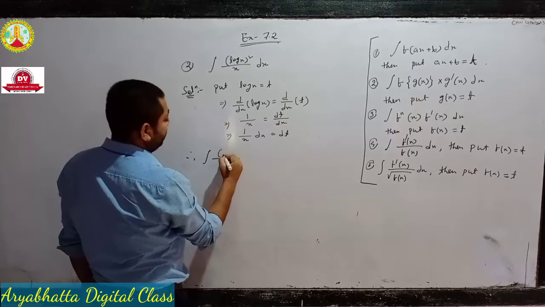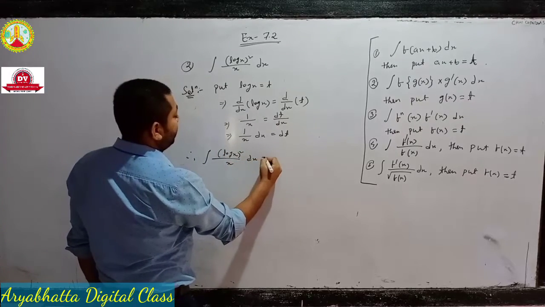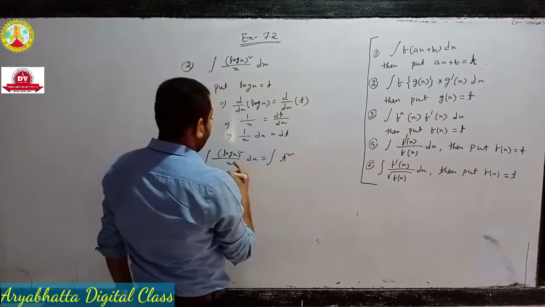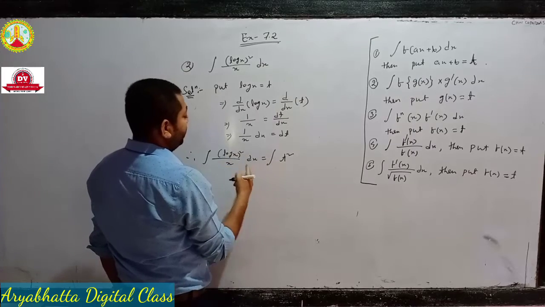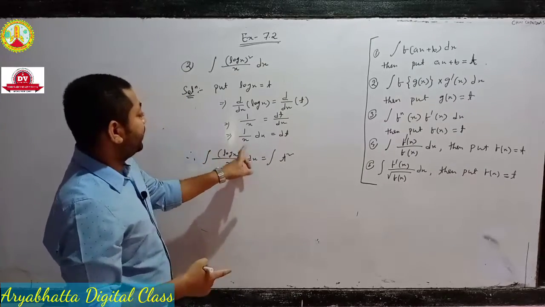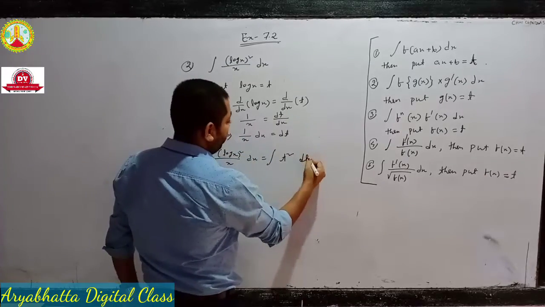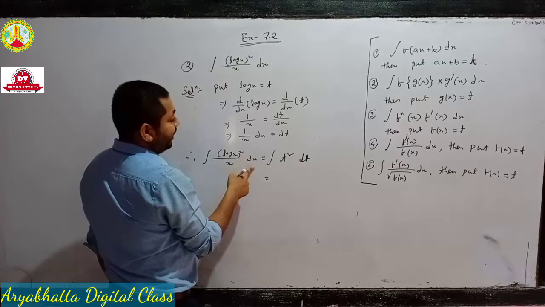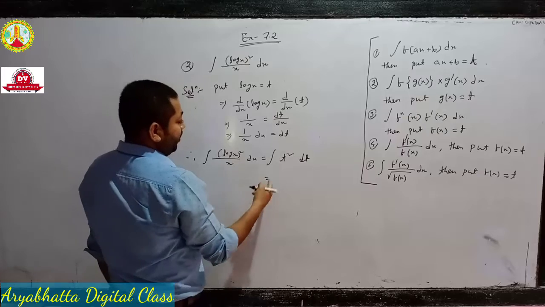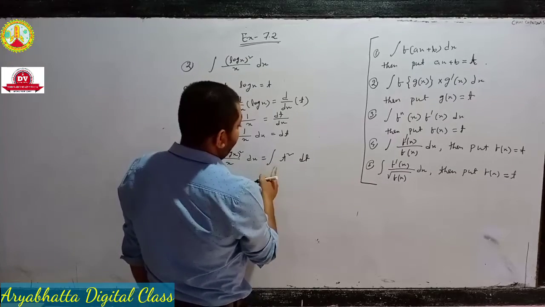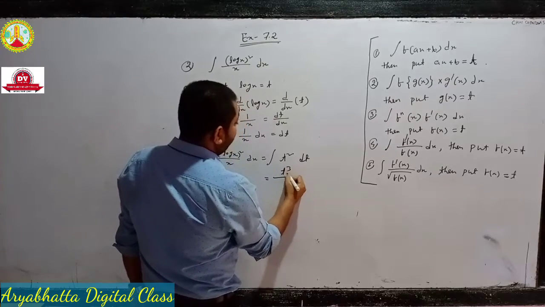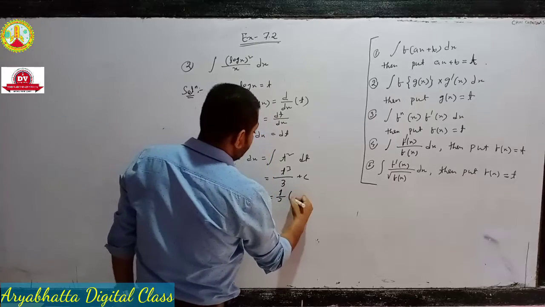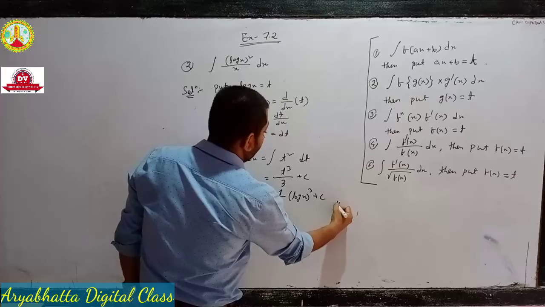Therefore, the integral of (log x)² divided by x dx is equal to the integral of t squared, since log x equals t, and 1 by x dx equals dt. The integral of t squared dt is t cube by 3 plus c. Here t is equal to log x, therefore 1 by 3 (log x) cube plus c. This is the required answer.